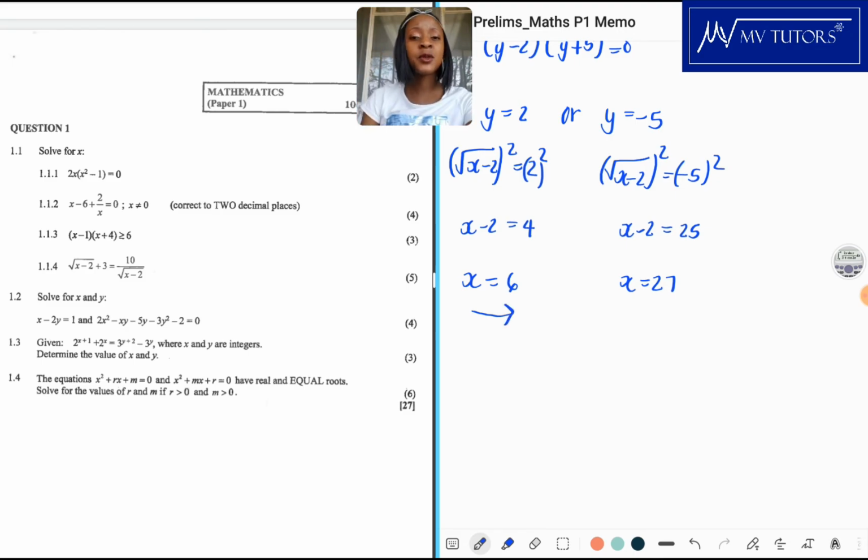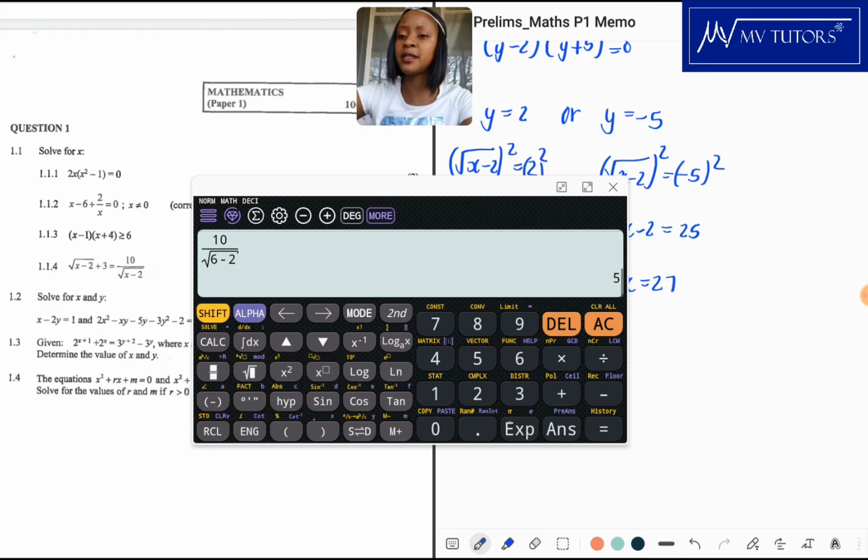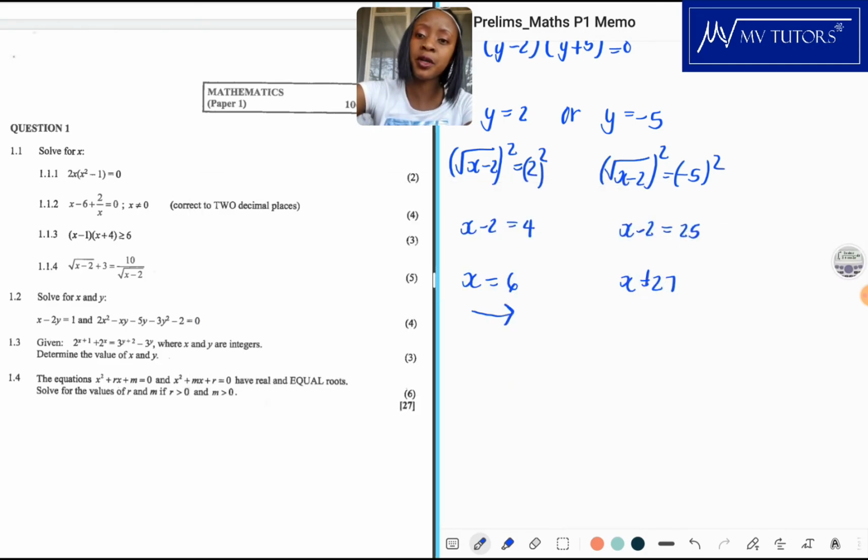Now let us check x is equal to 27. Will it work out? Okay, 27 minus 2 plus 3. I get 8. Great. Now let's check on the right hand side. If I have 10 all over root 27 minus 2, I get 2. So the right hand side is not equal to the left hand side, so the solution will not work. So we have x is equal to 6 and we have x is not equal to 27.